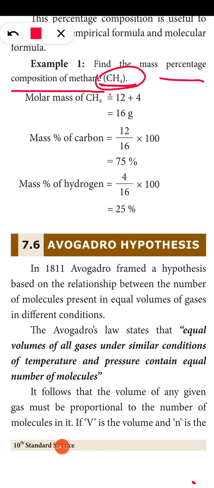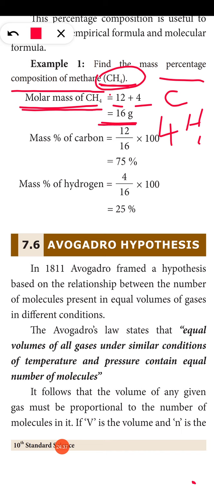First calculate the molar mass of methane. For calculating the molar mass, we have to add the atomic masses of all atoms present in the compound. How many atoms are present? 1 atom of carbon and 4 atoms of hydrogen. Atomic mass of carbon is 12. Atomic mass of hydrogen is 1. So 4 into 1, 4. So molar mass of methane is 16 gram.